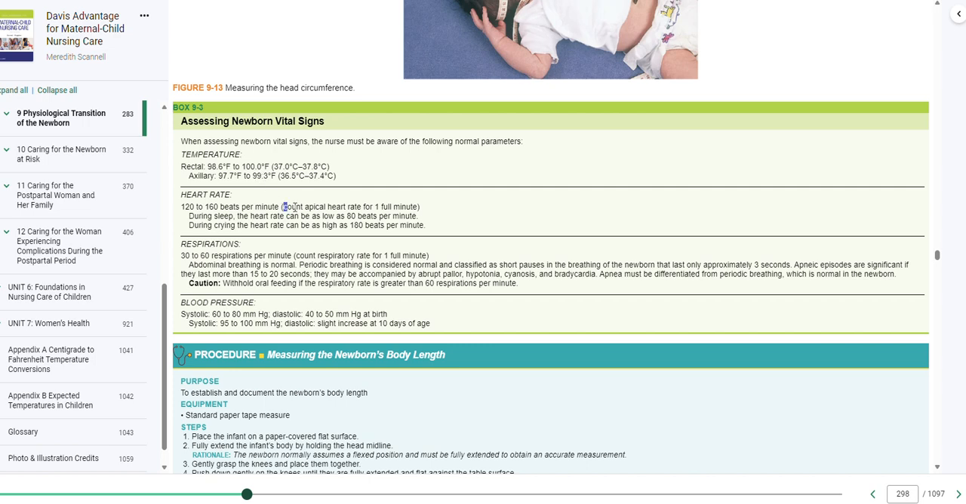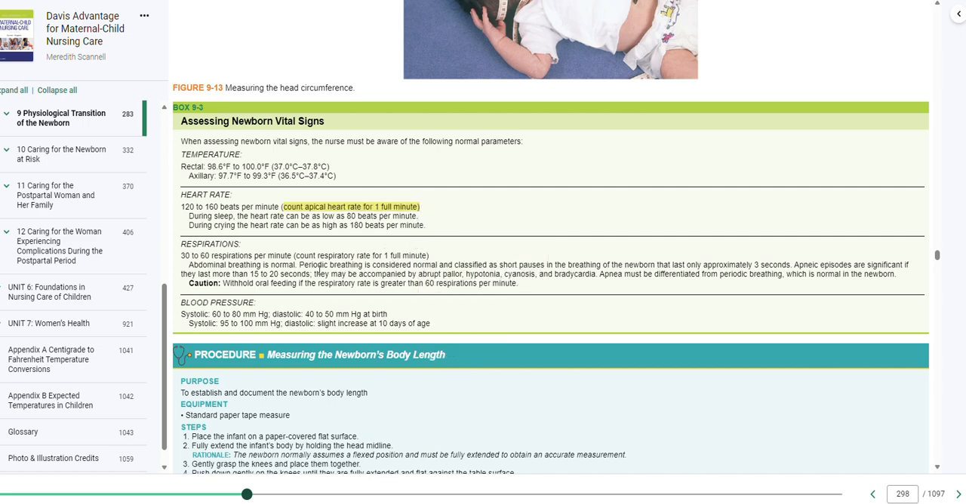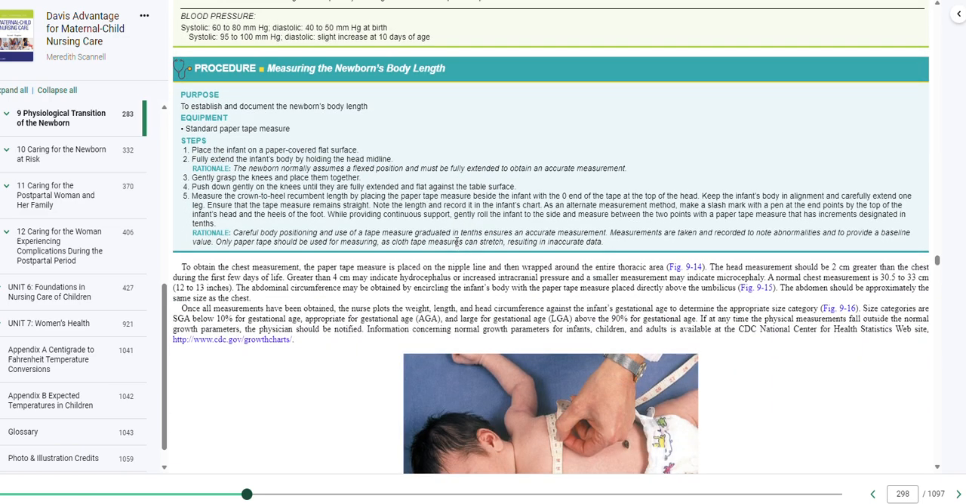The big thing to know with your wink and lollipop is you're counting the heart rate for a full minute, right? And you're counting the respiratory rate for a full minute. No matter what any nurse tells you in the clinical atmosphere, you are to count 1 full minute.